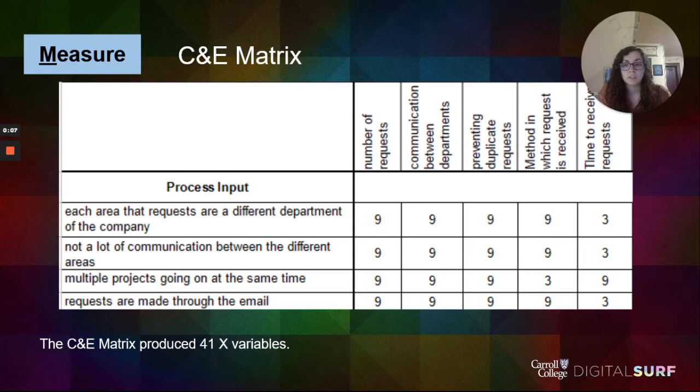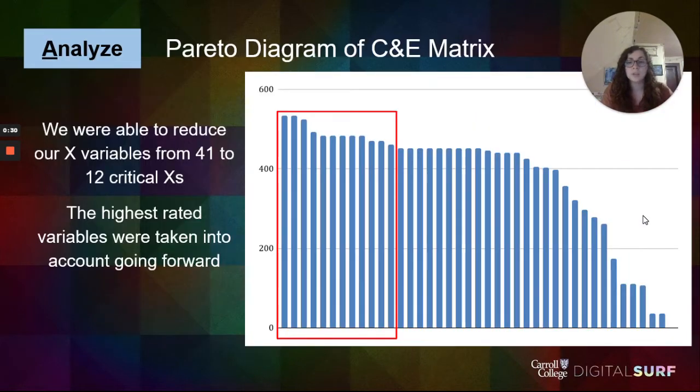And so what we did is we took process inputs from the process map and we looked at them in comparison to different aspects of the medical record request process. And from there, the C&E matrix produced 41 X variables. Pareto diagram of the C&E matrix. So from those 41 variables, we found 12 critical X's, and those are outlined there in that red box. So we took these 12 highest rated variables into account going forward in our DMAIC process.